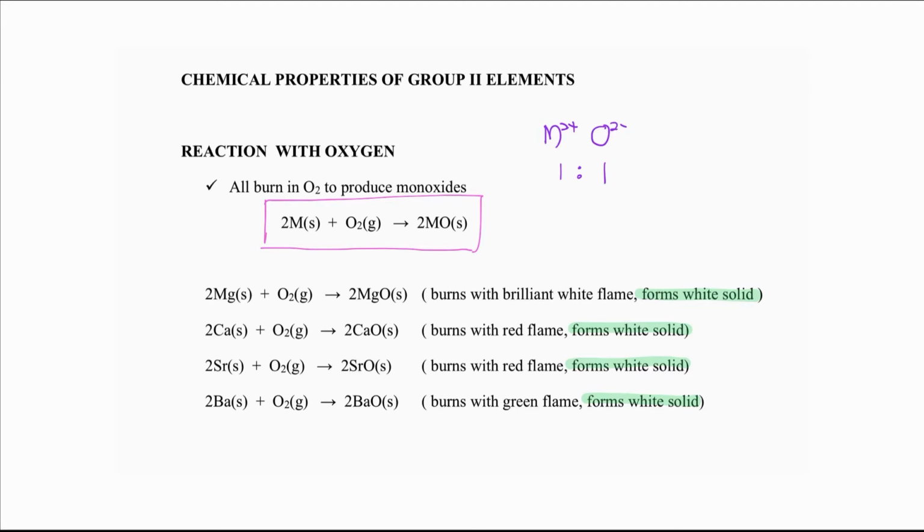Next, we are required to remember the flame color of them. Magnesium burns with a white flame, calcium and strontium with a red flame, and barium with a green flame. These are the flame colors when they burn with oxygen in the air.